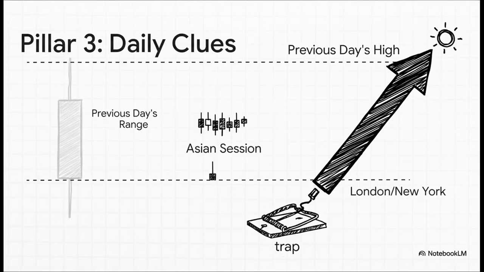And finally, with our big picture trend and our liquidity magnets all mapped out, we start looking for today's clues. Pillar 3, the previous day's high and low. That's an incredibly powerful guide. And the Asian trading session? Oh, it's notorious for setting a trap. It often fakes a move one way just to grab liquidity before revealing its true intention for the London and New York sessions. It's a major clue.